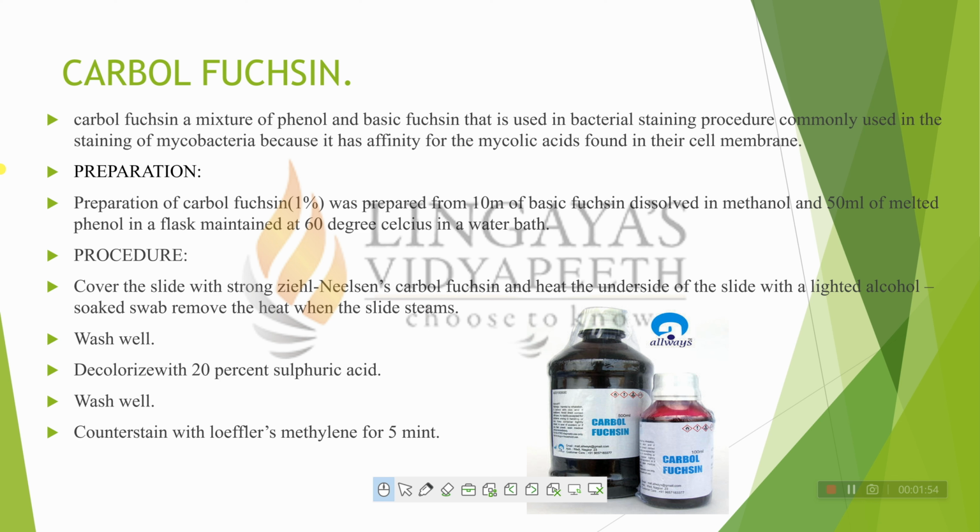For the preparation of carbol fuchsin, 1% carbol fuchsin is prepared from 10 ml of basic fuchsin. This is dissolved in methanol and added to 50 ml of melted phenol in a flask, the temperature of which is maintained at 60 degrees Celsius in a water bath. Alright, so you have to mix the 10 ml of basic fuchsin dissolved in methanol in 50 ml of melted phenol, with the temperature maintained at 60 degrees Celsius in a water bath. This is clear to you.